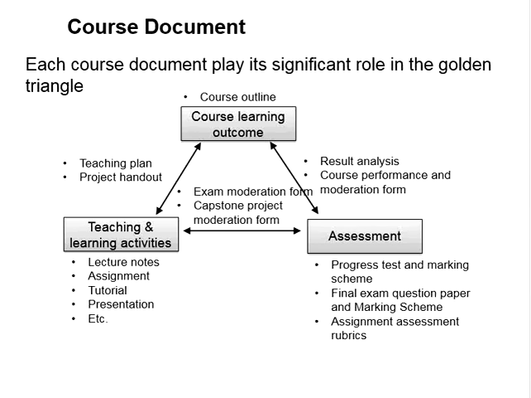After that, based on the results, there shall be course performance and moderation forms, which are used to indicate the performance of that particular course, both at the course level and at the program level. And then there will be a process to facilitate the continual quality improvement. And the continuous quality improvement may be applied to any of those aspects.